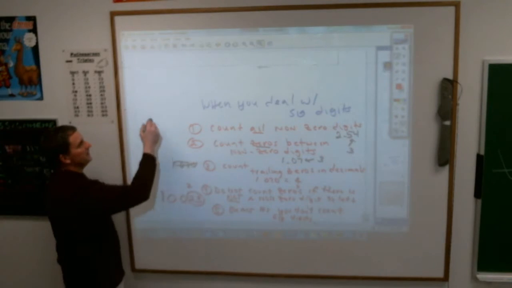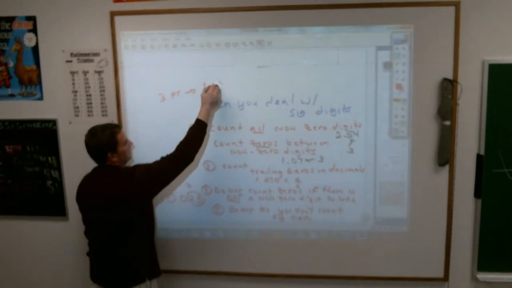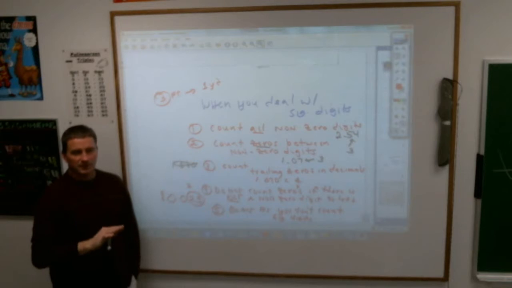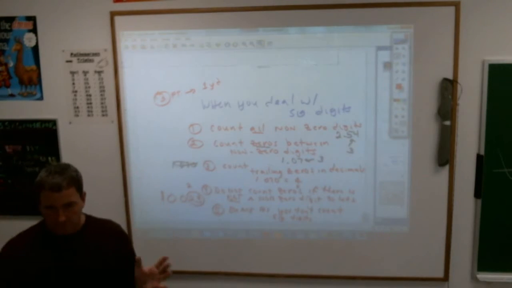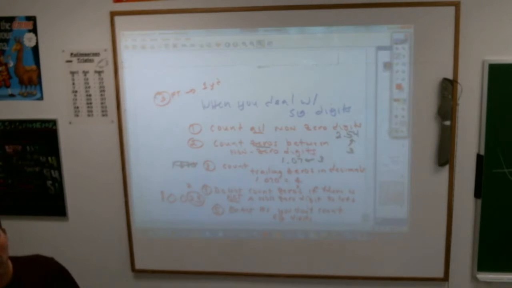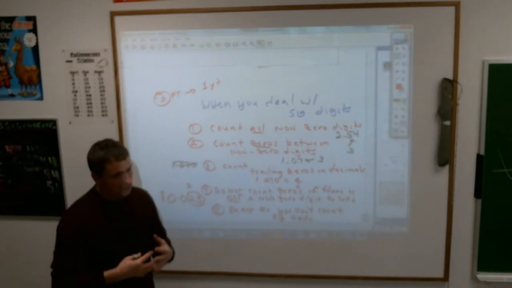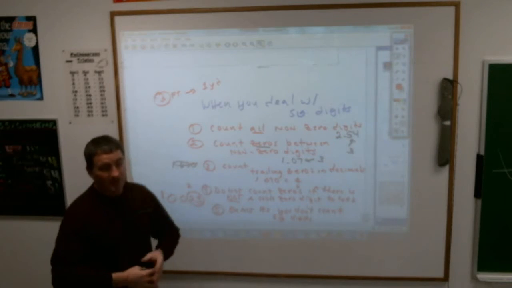When you talk about feet to yards, if there are 3 feet in a yard, you don't count that 3 as a significant digit because it's an exact number. You know that there are exactly 3 feet in 1 yard. There's not going to be 3.00005 feet in a yard. Usually you think about this when you're measuring something with some sort of measuring device. That's where significant digits come in.